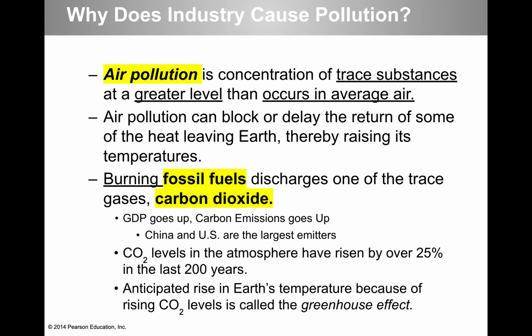Burning fossil fuels discharges carbon dioxide. As GDP goes up, carbon emissions go up. We can see this with China and the US as the largest emitters of carbon dioxide. CO2 levels in the atmosphere have risen by over 25% in the last 200 years.